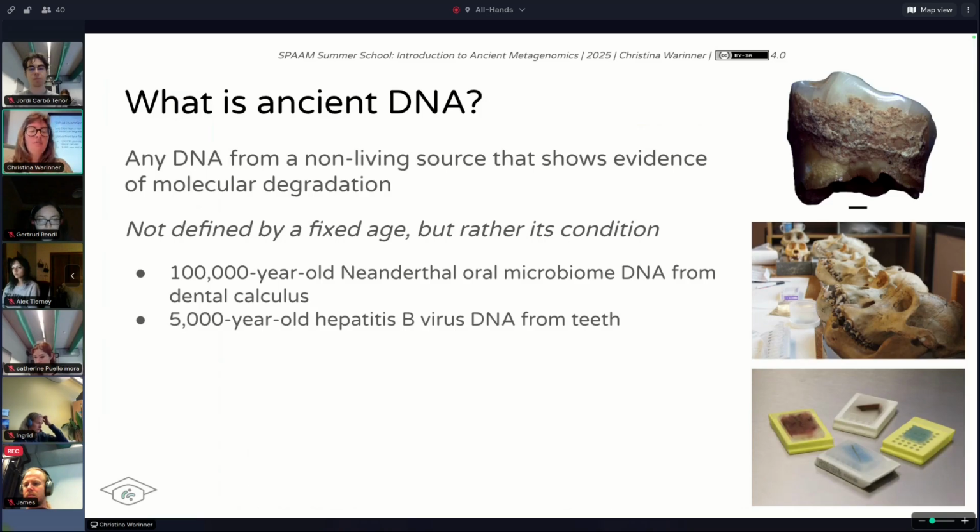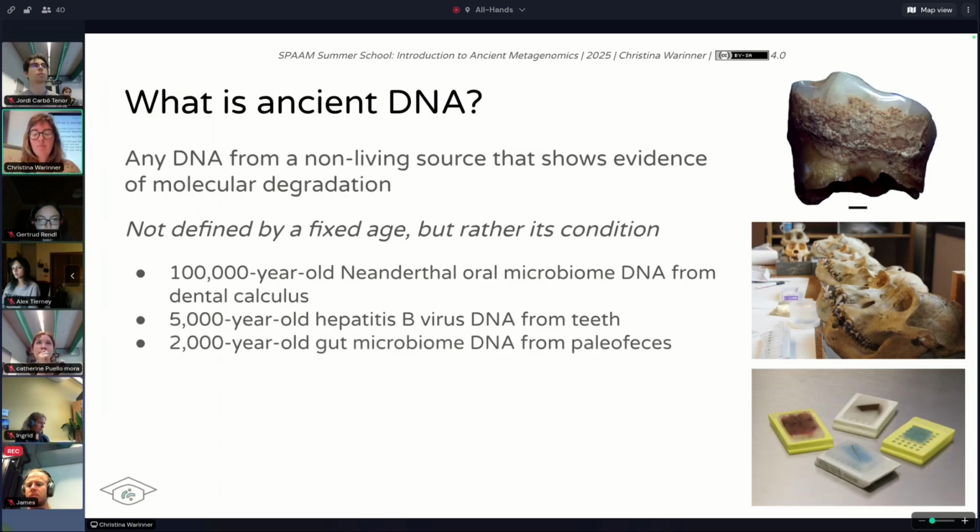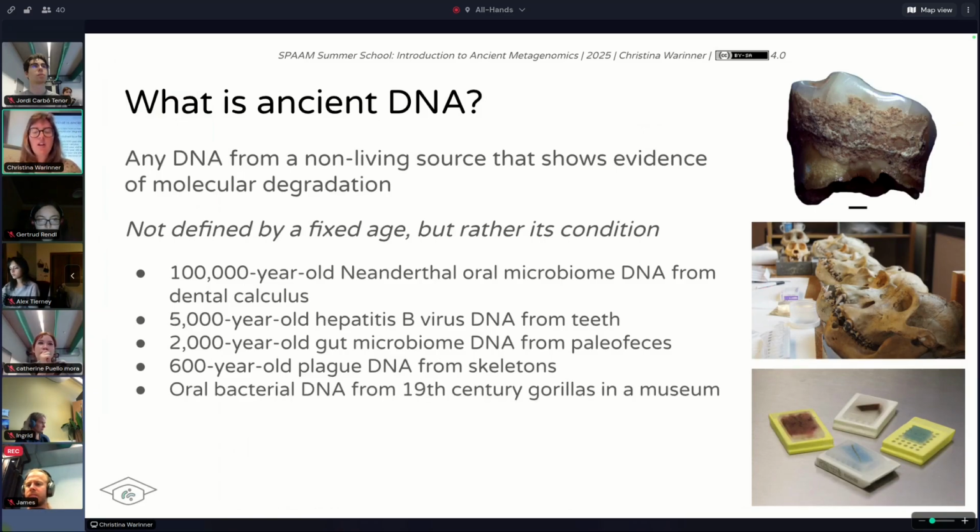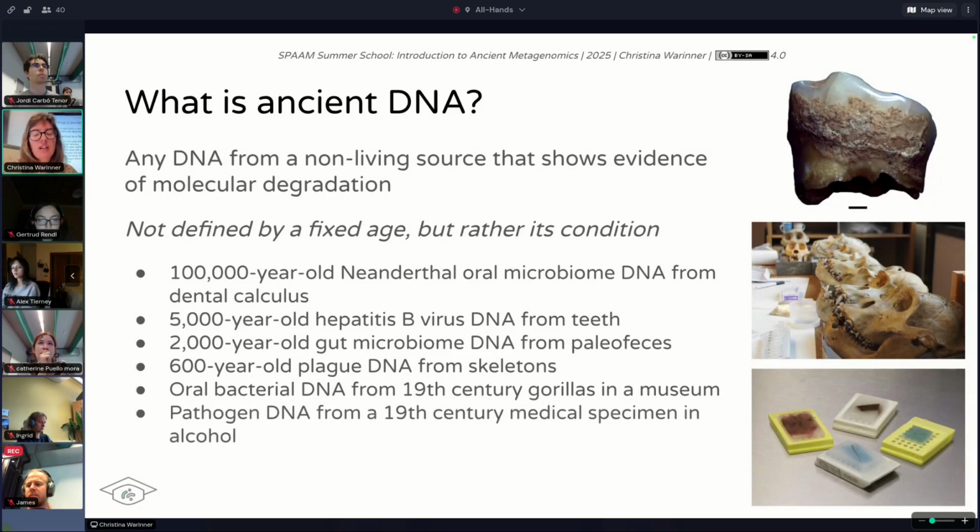But also, for example, a 5,000-year-old hepatitis B virus from teeth, ancient. A 2,000-year-old gut microbiome DNA from paleofeces, that's ancient. 600-year-old plague DNA from skeletons, that's ancient. Oral bacteria from 19th century gorillas in a museum. We've worked with these and they show a lot of degradation, so we consider that ancient, even though it's not that old. Things like pathogen DNA from a 19th century medical specimen in alcohol.